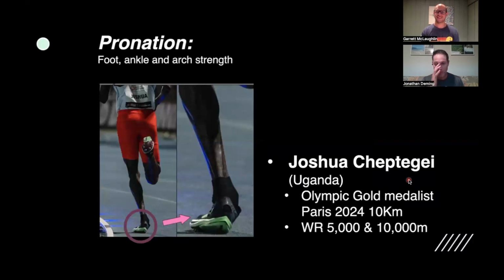So this is Joshua Cheptegei, and he just won the gold medal in Paris for the 10K. He's a world record holder in the 5 and 10K meter, currently. And I've never seen a runner pronate more than him. There are a lot of good runners, though, who pronate more than you could imagine, and in all sports.